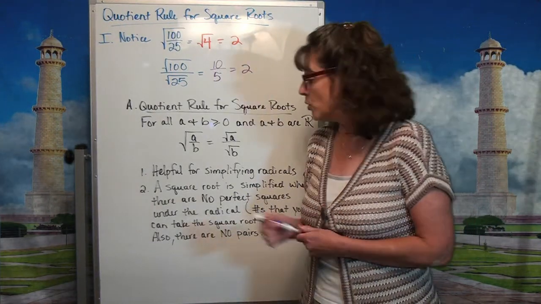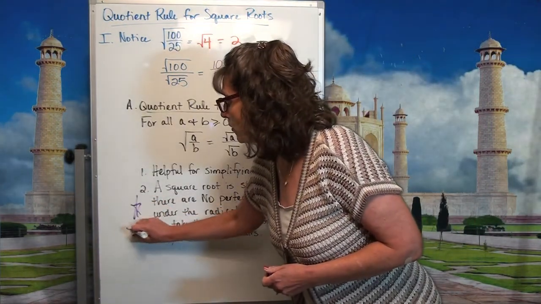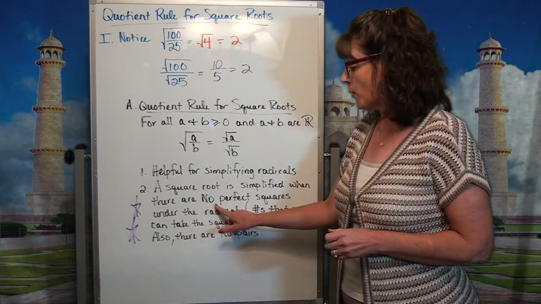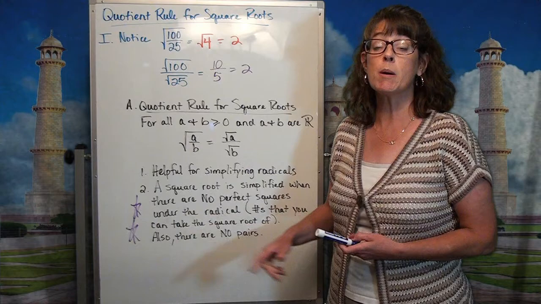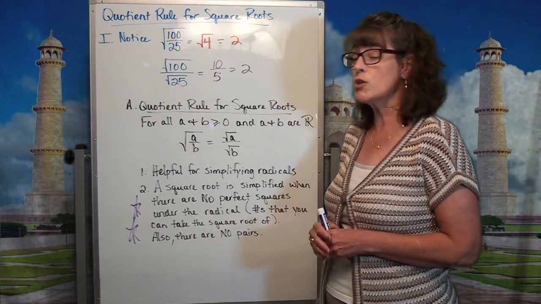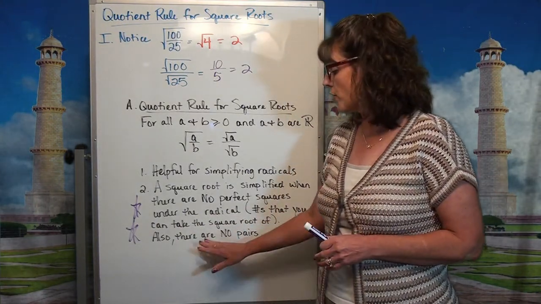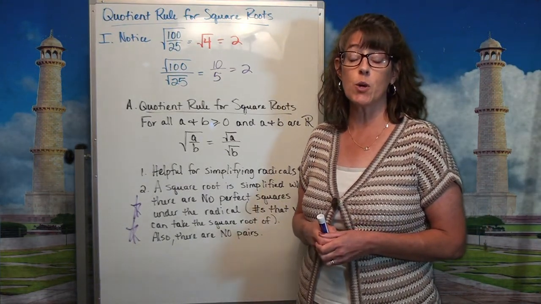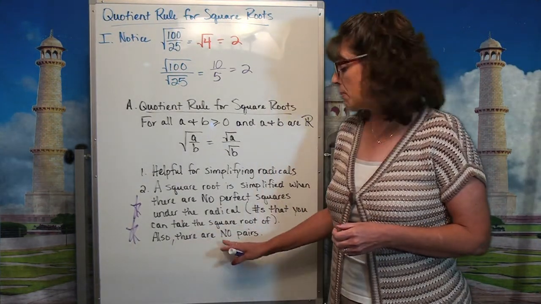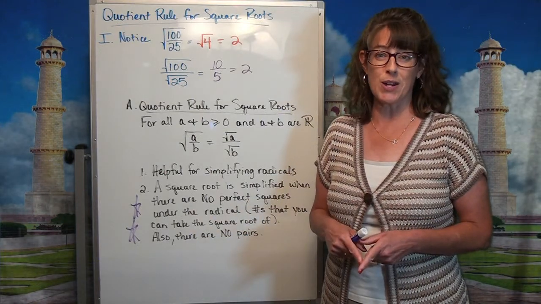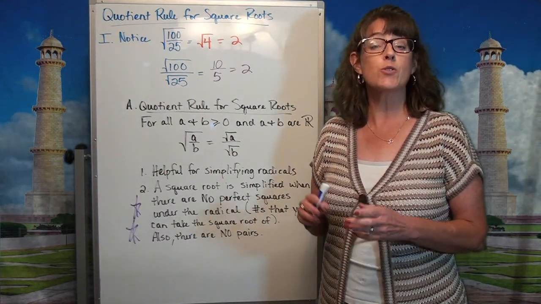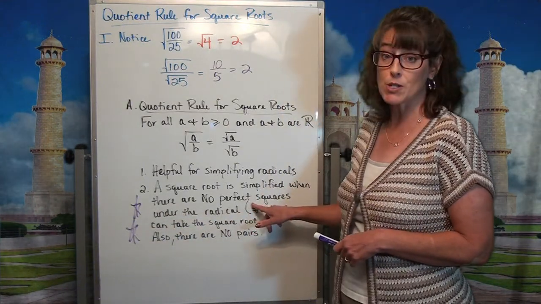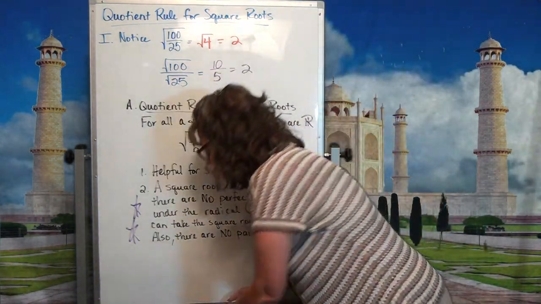And remember, you know that you are done simplifying a radical when that square root has no perfect squares underneath the radical. And remember, perfect squares are numbers that you can take the square root of. In addition, there are no pairs underneath the radical. And we saw, as we saw before in the previous video with your product rule, pairs create perfect squares. And so that's why you don't want to have any pairs underneath the radical, because that means you still have perfect squares underneath the radical.